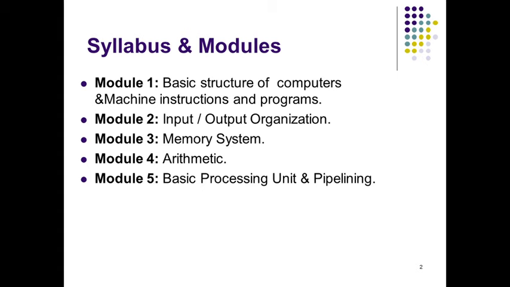Module number 1 is basic structure of a computer and machine instruction programs. Module 2 is input output organization. Module 3 is about memory system. Module 4 is about arithmetic and arithmetic related operations. Module 5 is about basic processing unit and pipelining. Now let us understand the syllabus and the brief introduction about the modules.